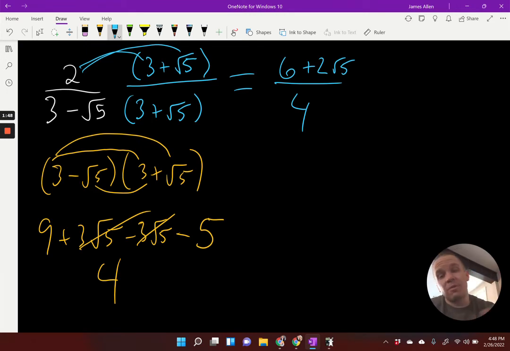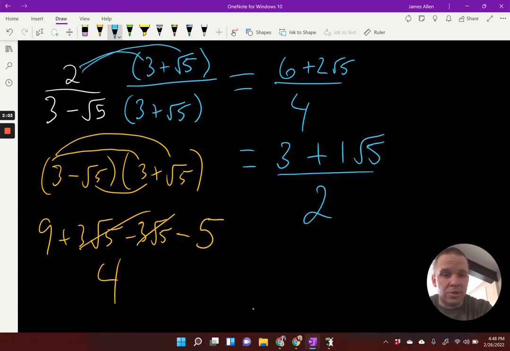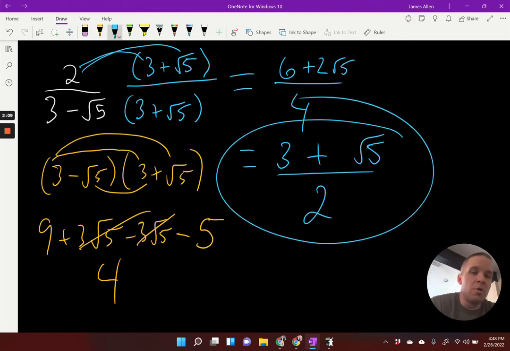Now I always need to check for some simplifications. Can I simplify? Everything that's outside of my radical is divisible by 2. So that means I can divide by 2 on everything. So 6 divided by 2 is 3, 2 divided by 2 is 1, and 4 divided by 2 is 2. I do not need that 1 there, so I will not write it. That's how I'm going to write my final answer: 3 plus root 5 over 2.